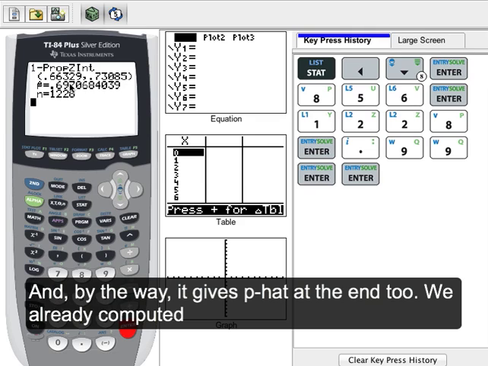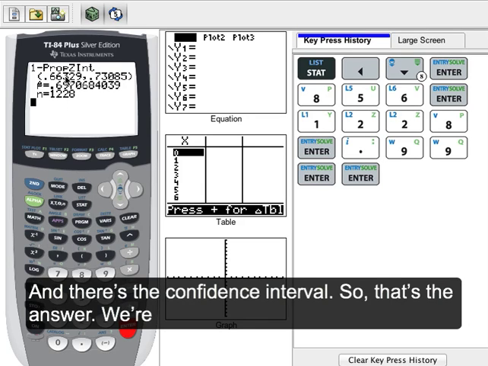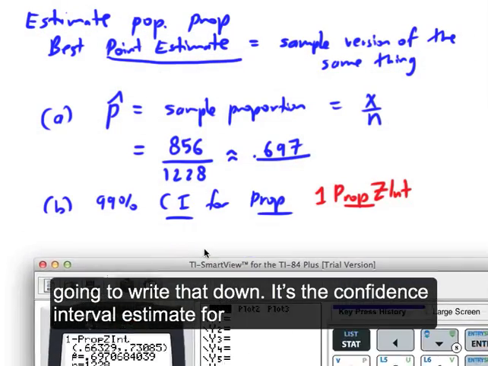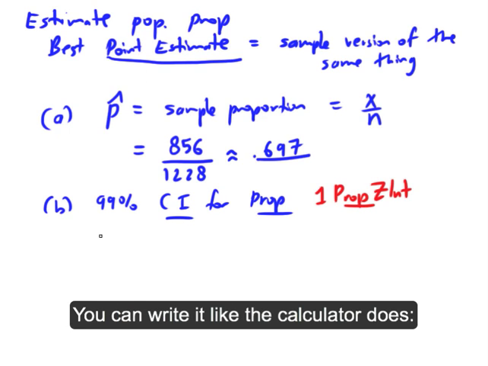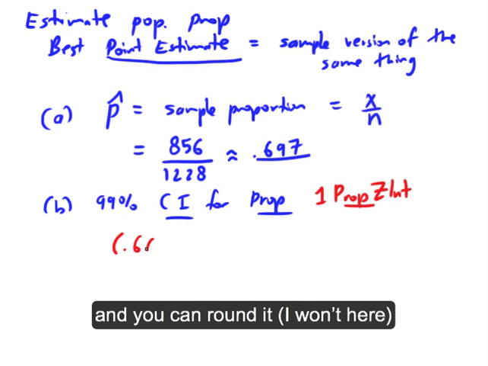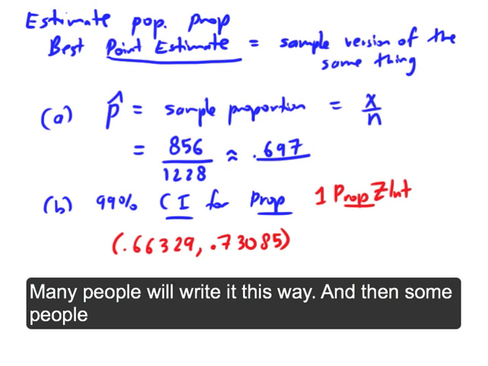We already computed p hat for part A, but the calculator computes it here for you. And then there's the confidence interval. So that's the answer, and we're going to write that down. That's our estimate for the actual proportion p. You could write it like the calculator does, 0.66329, and you can round it if you like, to 0.73085. So many people will write it this way.